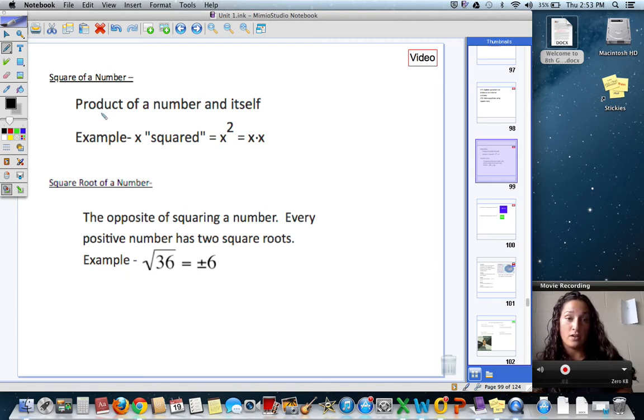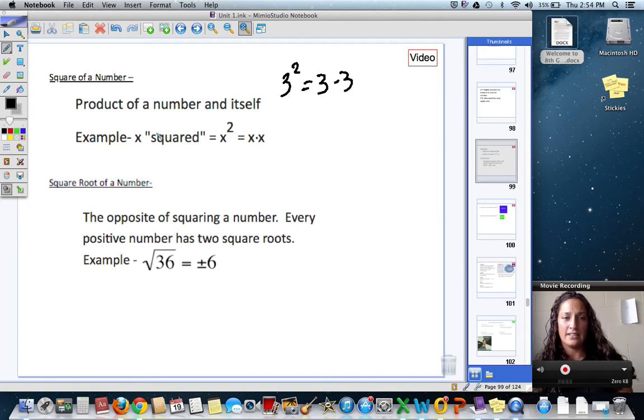definition for the square of a number. The square of a number is the product or multiplication of a number in itself. So we all know that 3 squared, we can write this as 3 times 3, the multiplication of itself. We write it like this with this 2 on top because it's a lot neater and it takes up less space than 3 times 3.